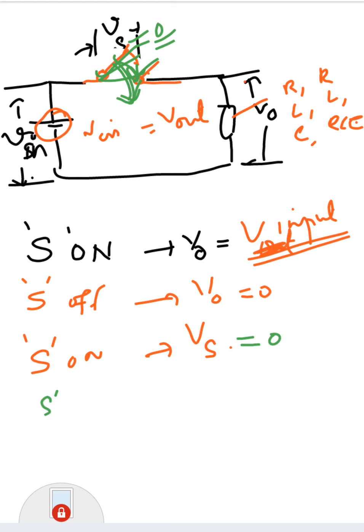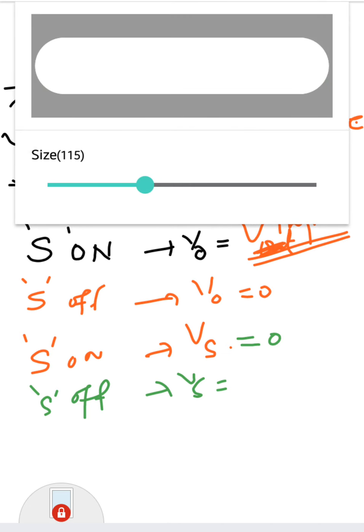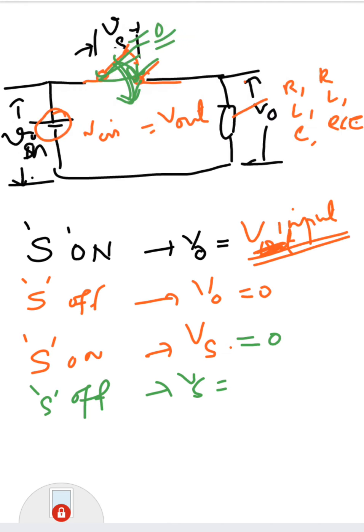When the switch is off, what is the voltage across the switch? When the switch is off, the meaning is that the switch is blocking that voltage. So when the switch is off, the entire supply voltage will be blocked by the switch. So when the switch is off, Vs, the voltage across the switch, will be equal to the input voltage.